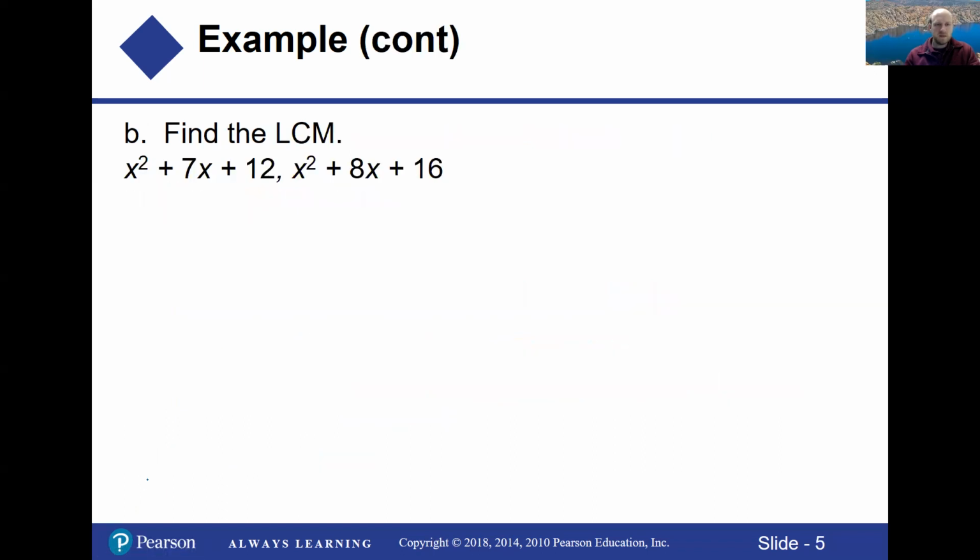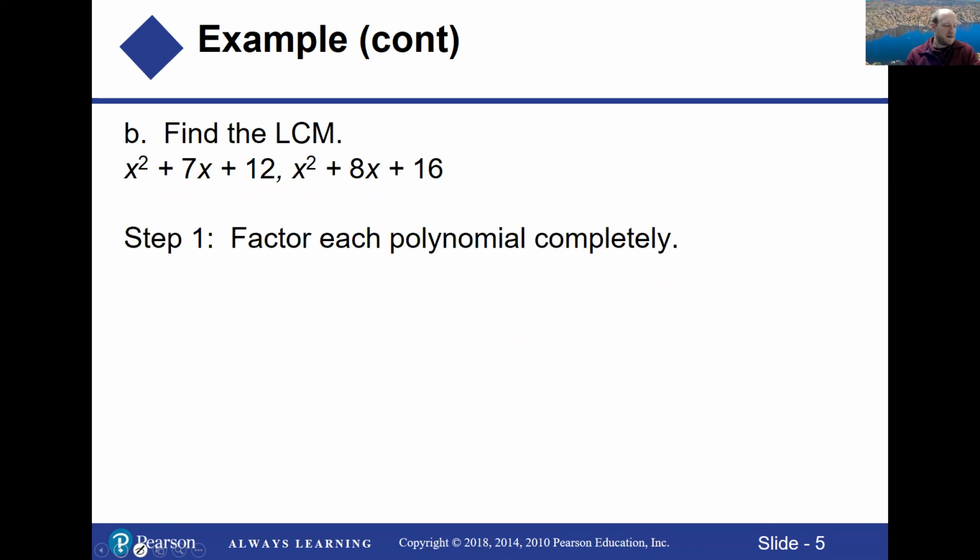Okay. So now if we have, let's say, not rational expressions, but just expressions like this, we have to find the least common multiple of those because that could be your denominator if I have a rational expression. So again, the first step here is we're going to factor each of these polynomials completely.